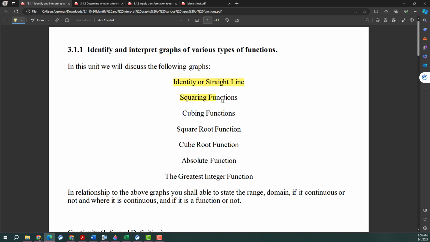We have the straight line, the squaring functions, cubing functions, the square root function, cube root function, absolute function, and then the greatest integer function. So these are all of them listed, the ones that we will look at. We will draw them out.